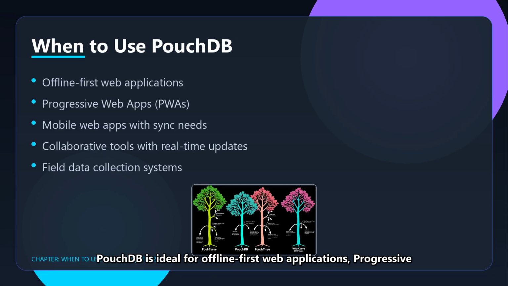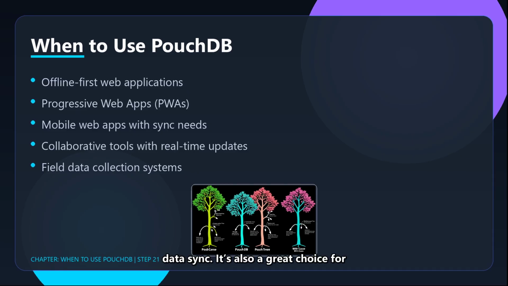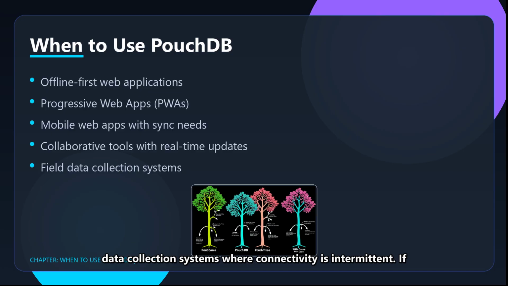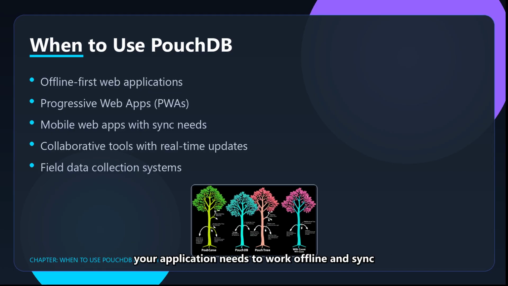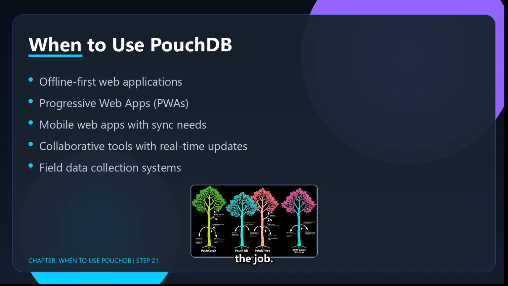PouchDB is ideal for offline-first web applications, progressive web apps, and mobile web apps that require data sync. It's also a great choice for collaborative tools that need real-time updates and field data collection systems where connectivity is intermittent. If your application needs to work offline and sync later, PouchDB is likely the right tool for the job.